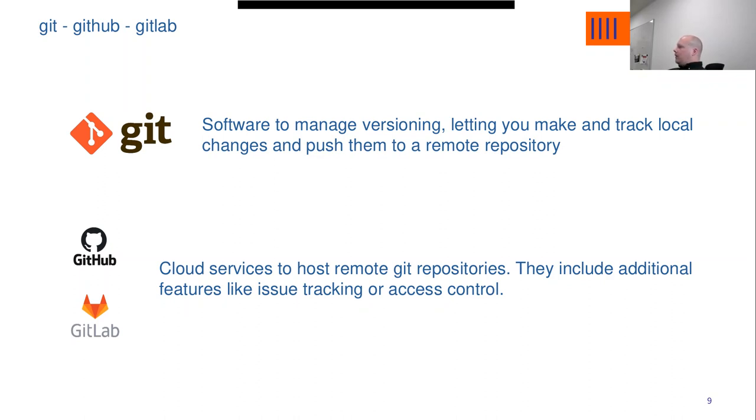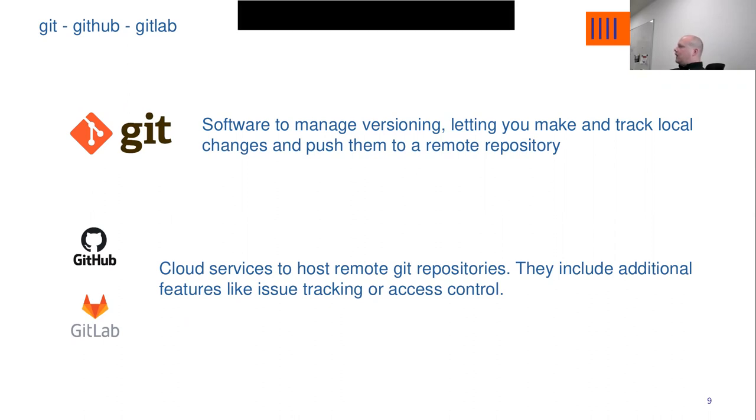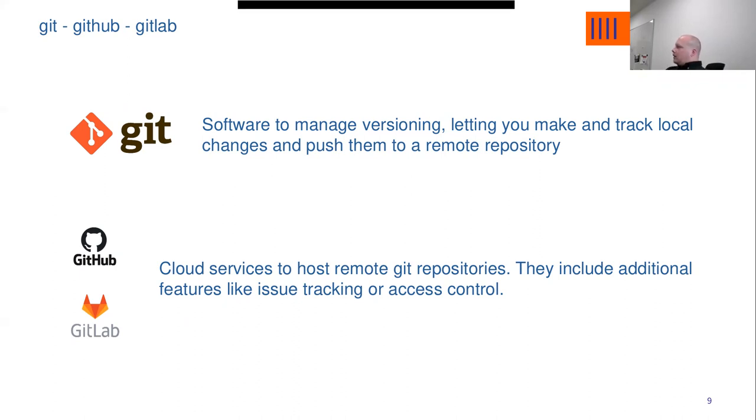And GitHub and GitLab are cloud services to host said remote Git repositories, and they include additional features like, for example, issue tracking or access control. So Git is the tool, and GitHub and GitLab are services to store our data. And a repository can be thought of as a fancy folder that contains files and their complete history.